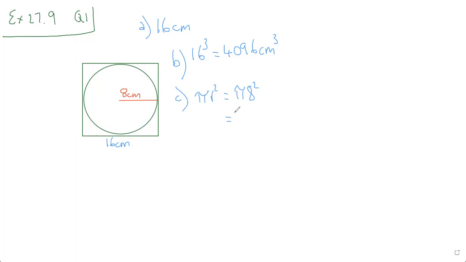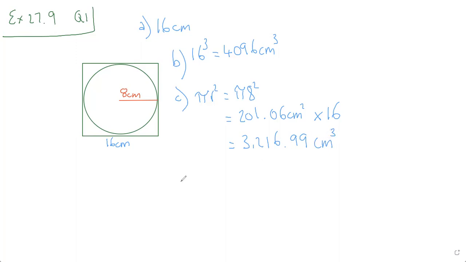Where's my pi button? There we go. 201.06. Always good to use 2 decimal places so that you don't have to round at the end if you need to. All right, then I'm going to times this by the height of the shape, which is 16, right? So this is the area of the base. Then I have to times it by the height. So I'm going to multiply this by 16, which is going to give me 3,216.99 centimeters cubed because it is volume.